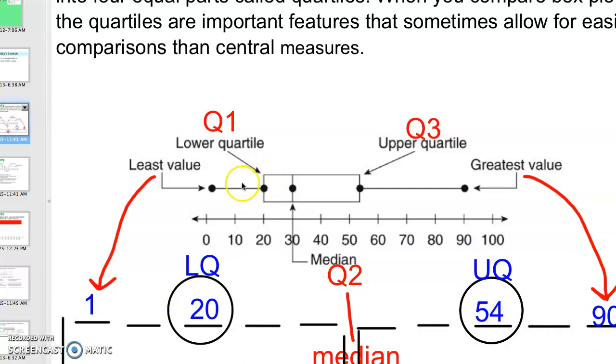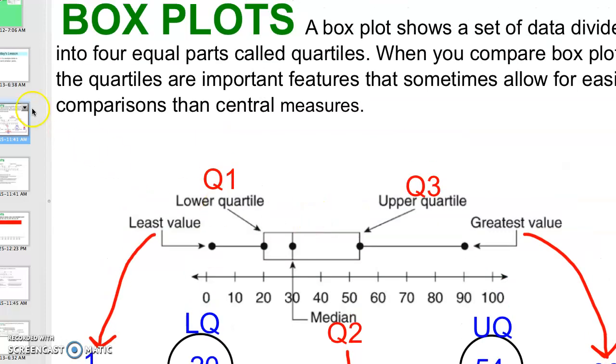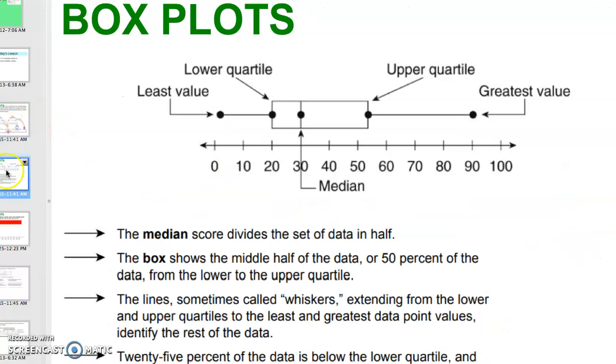Okay? And then this is going to represent 25% of the data. From here to here is 25. From here to here is 25. And then here to here is 25. Okay? So these are just some important things that we're learning about box plots, how to read them.